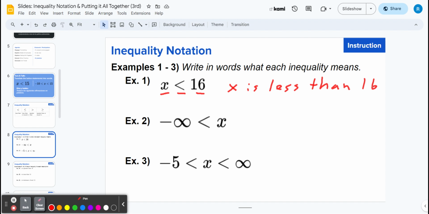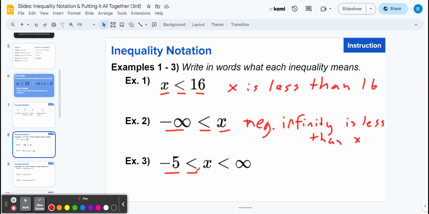We have this funky infinity sign, specifically negative infinity. But again, we're just going to read left to right here. So we have negative infinity, which we'll use words in this one. Negative infinity. Again, we have our is less than sign. So is less than. And finally, x here.